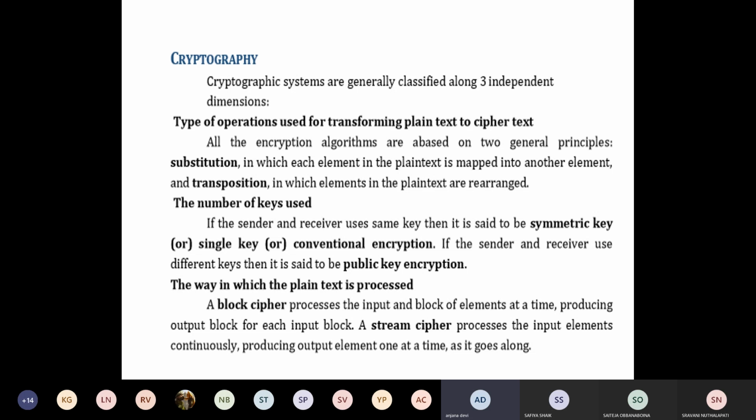The way in which the plaintext is processed is also classified. A block cipher processes the input one block of elements at a time, producing an output block for each input block. A stream cipher processes the input elements continuously, producing the output one element at a time as it goes along.